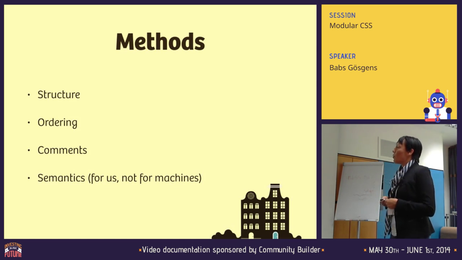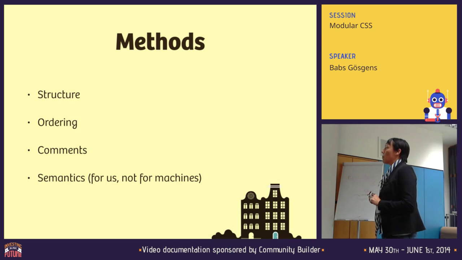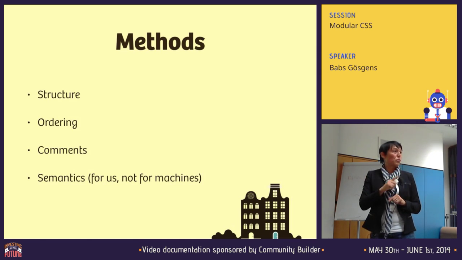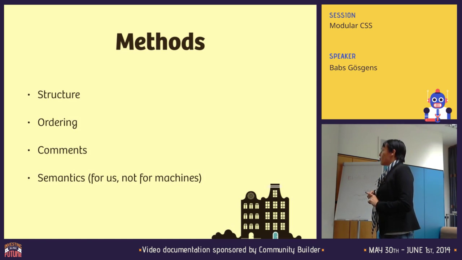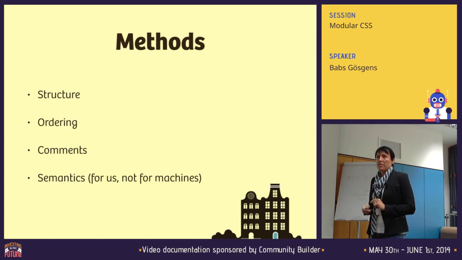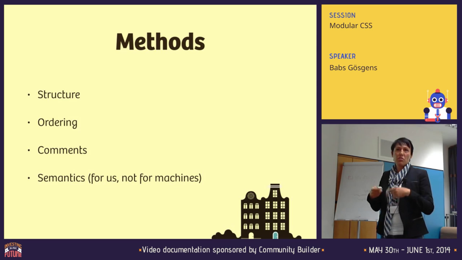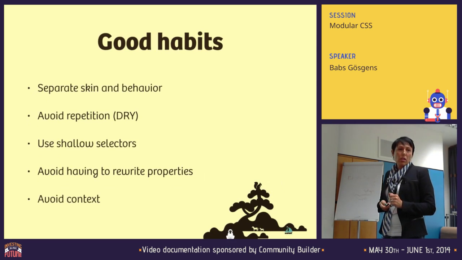And then semantics, and that's a bit of an interesting one. By semantics, I mean semantics for the developers, not for the machines, because the machines don't care about the semantics. They care about the semantics of your HTML, but they do not care about the semantics of your class names. So semantics for us, so that it's easy for us to understand what a certain class does to your markup. Example, button. Okay, everybody understands what button will do to your markup.